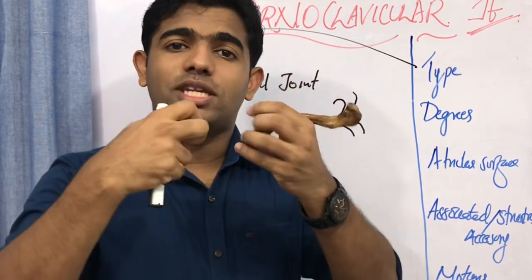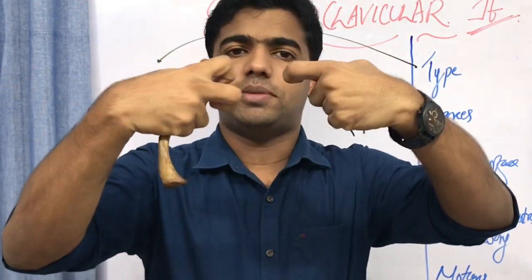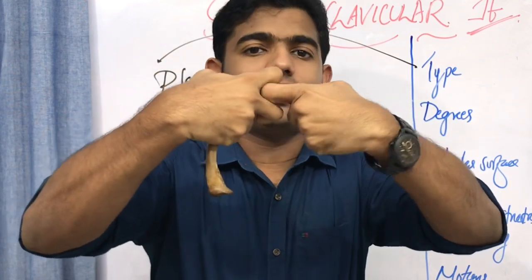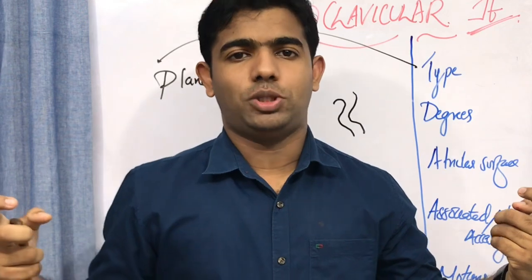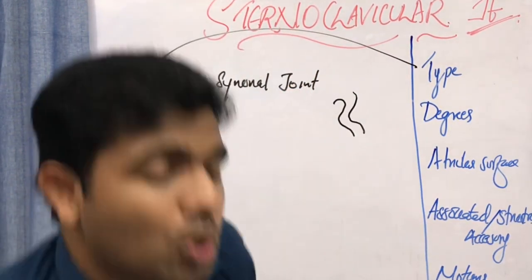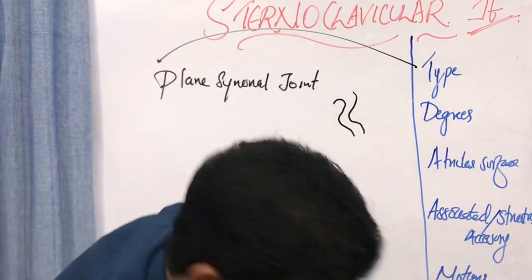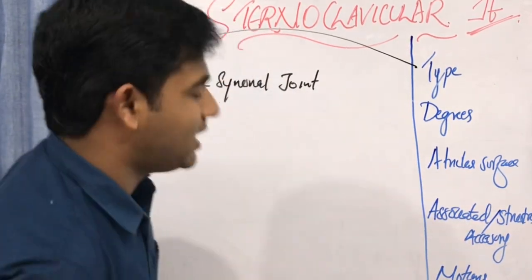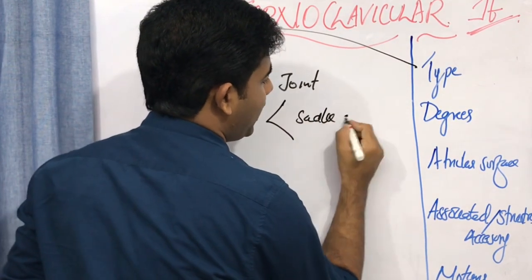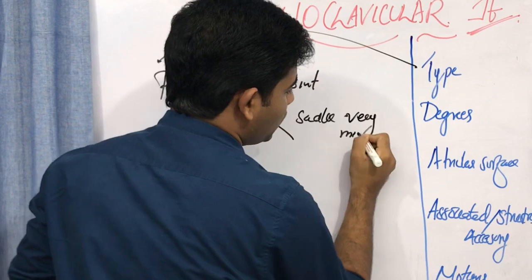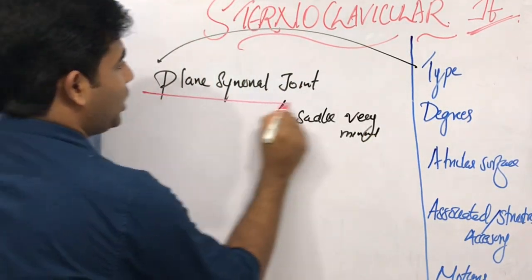Also, saddle joints would have a bit more articulation. For example, these are two saddle-shaped structures. This is the convex. It may articulate like this. It would be congruent. But this joint is incongruent. So these two reasons make us consider this joint a plain synovial joint. What are they? The saddle shape of the articular surface is very minimal. So the first important thing we got, the type of the joint, is a plain synovial joint.